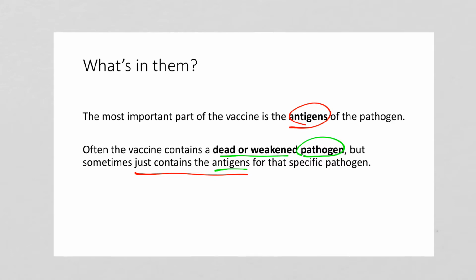If you said that it has antigens, you would get 1 mark out of 2. If you said it has the antigens for that pathogen, you would get 2 marks. Or if it's a dead pathogen, you would get 2 marks, 1 for dead and 1 for pathogen.